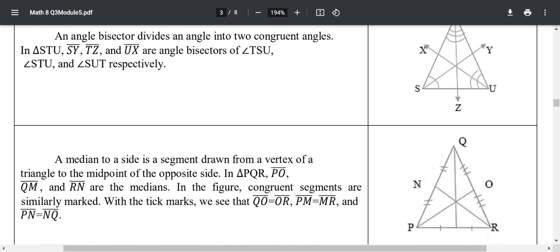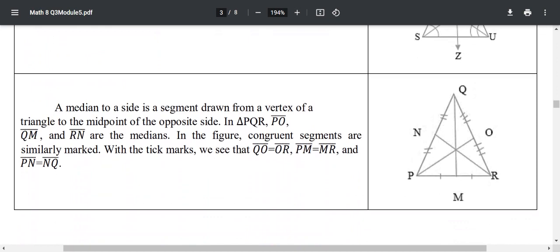Next we have median. From the word itself, median meaning middle. So a median to a side is a segment drawn from a vertex of a triangle to the midpoint of the opposite side. So in our triangle PQR, the median is a segment from a vertex to its opposite side, but it must end at the midpoint of the opposite side.